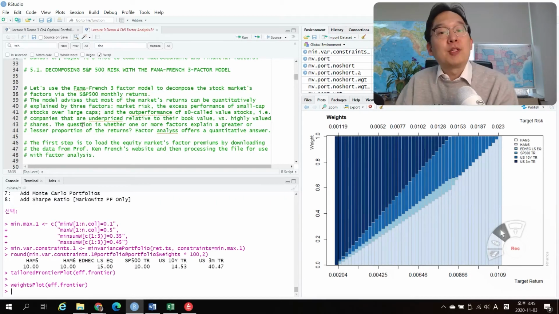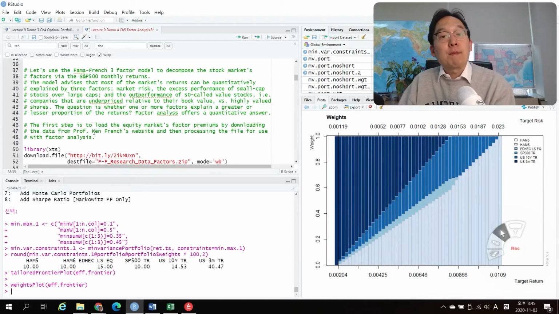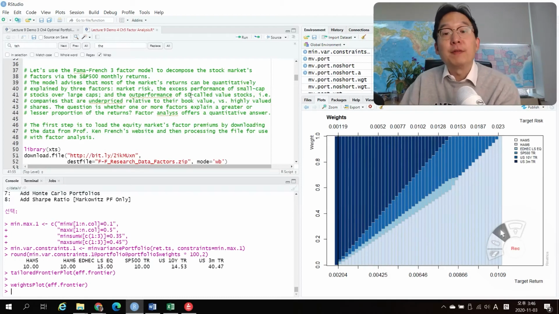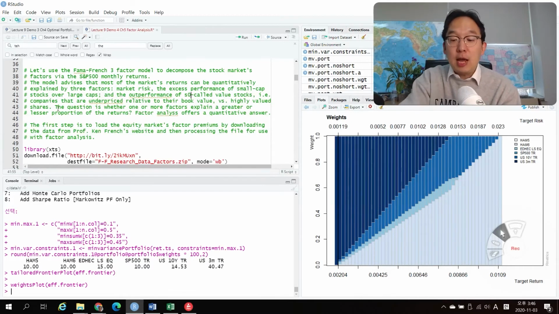Let's use the Fama French three-factor model to decompose the stock market's factors via the S&P 500 monthly returns. The model advises that most of the market's returns can be quantitatively explained by three factors: market risk, the excess performance of small cap stocks over large caps, and the outperformance of so-called value stocks, i.e. companies that are underpriced relative to their book value, steel company kind of, or Volkswagen kind of, versus highly valued shares like glamour stocks, or growth stocks, I would say.